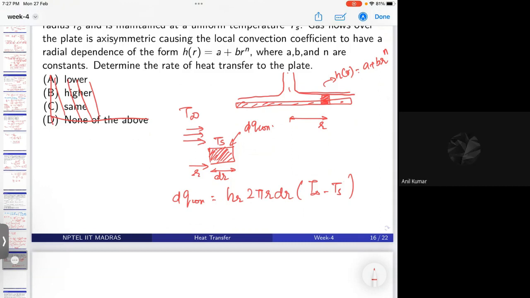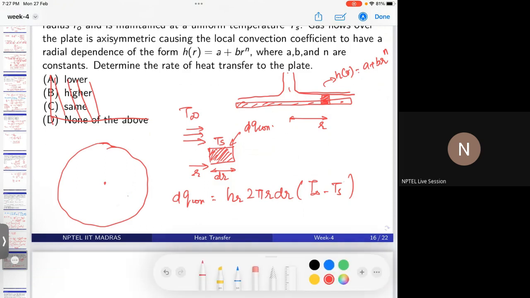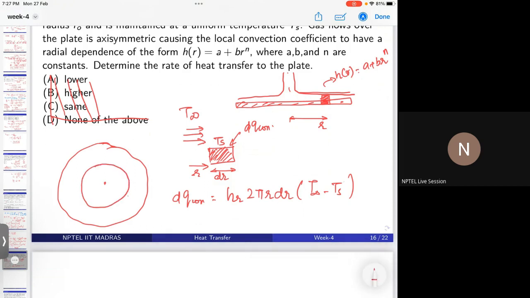But sir, I put here pi r square. Why pi r square? Because if you see from the top, so this is our disk. So we should take the heat transfer area, right? So the heat is transferring at a distance r.